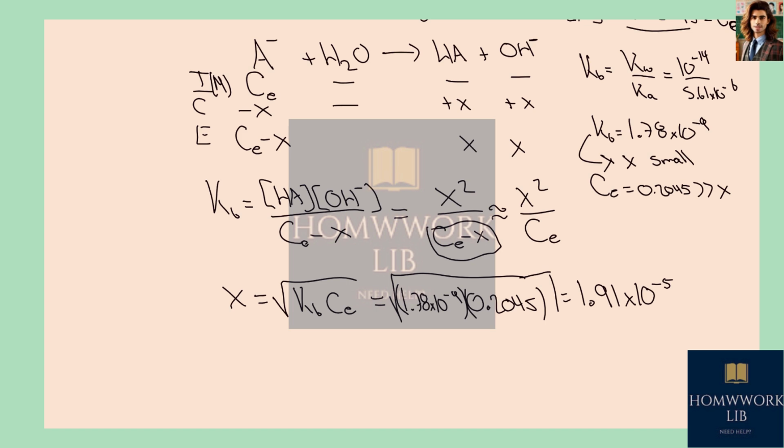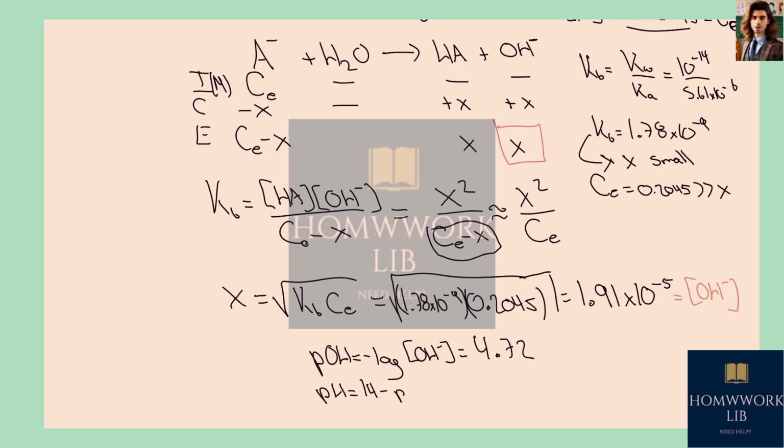Now, let's review what this X is. This X is nothing but the concentration of OH minus that we're going to get at the equivalence point. So, the pOH, that is minus the logarithm of the concentration of OH minus, will be 4.72. And the pH, that is 14 minus pOH, will be 9.28.